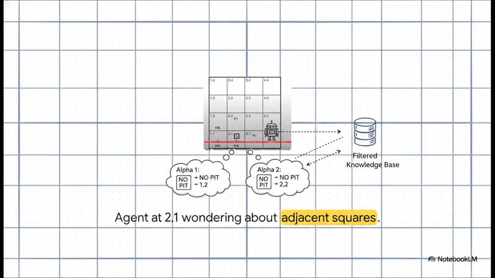Let's anchor all this math back to the actual physical grid for a second. The agent is currently standing at square 2-1. It has to make its next move. The 2 unknown adjacent squares are 1-2 and 2-2. It desperately needs to know if there's a pit in either of them. So the agent asks 2 specific questions. We call them conclusions to its newly filtered knowledge base. Alpha 1, there is no pit in 1-2, and Alpha 2, there is no pit in 2-2.